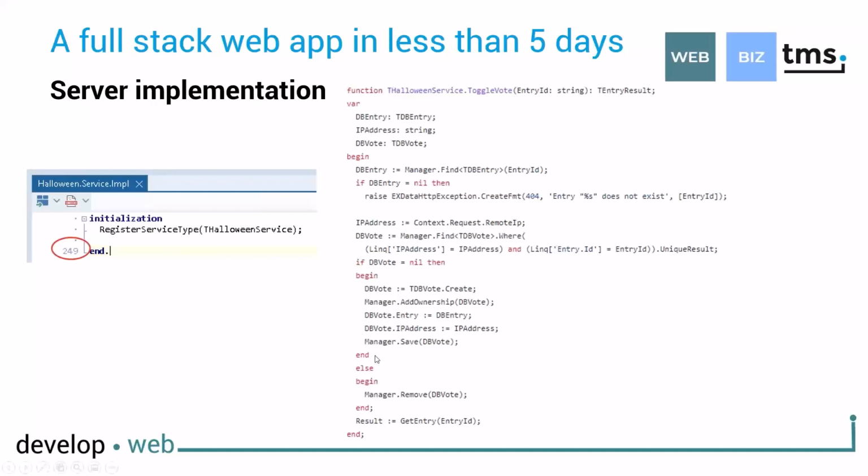If it's there, the entry is removed because it means it was already voted for, so the toggle vote will unvote that item. If this vote record for this particular IP address was not found, that means let's add some record for this specific IP address and set the entry point. Let's point the entry to this vote, and then add this vote to the votes table.